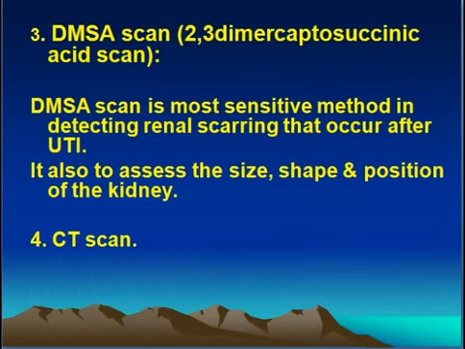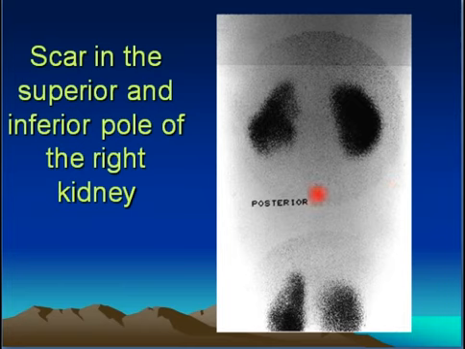Third, by use of DMSA scan. DMSA scan is the most sensitive method in detecting the renal scarring that occurs after UTI. It also assesses the size, shape, and position of the kidney, and we can also follow up the patient by CT scanning, which also assesses the size, shape, and position of the kidney and can detect renal scarring. This picture shows a DMSA scan with a scar in the superior and inferior poles of the right kidney.